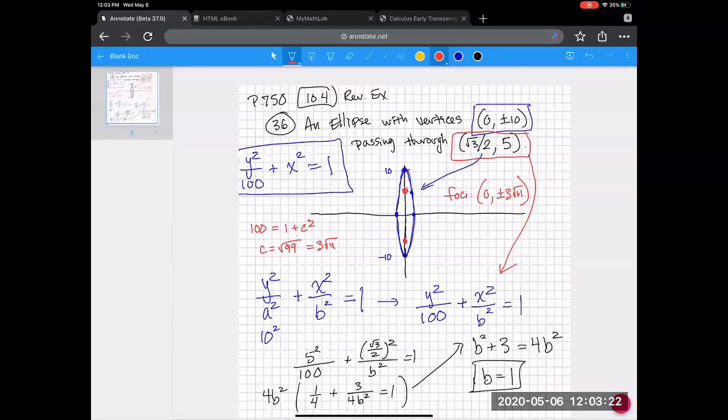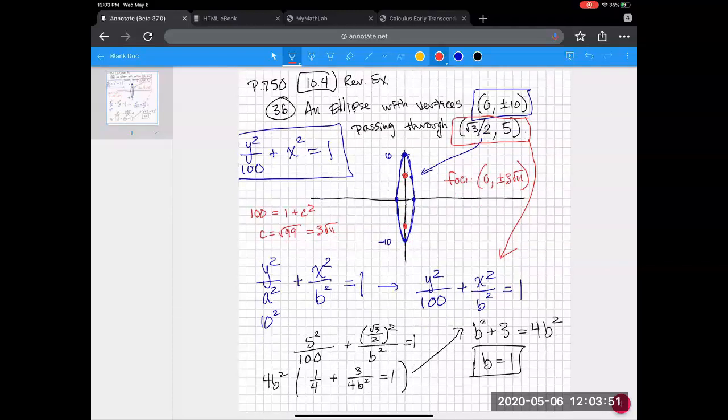Any questions about how I took the information provided, which was a point on the ellipse and the vertices, and came up with its equation and the location of the minor vertices as well as the foci? Any questions about any part of that? So we took one particular point where it was passing through that satisfies the ellipse to find our b value.